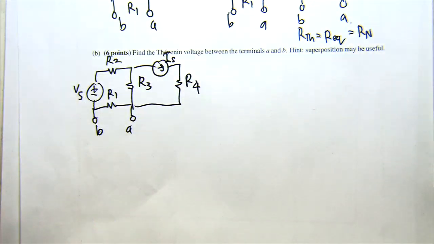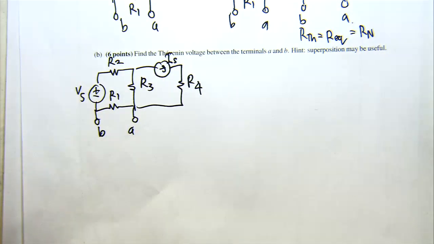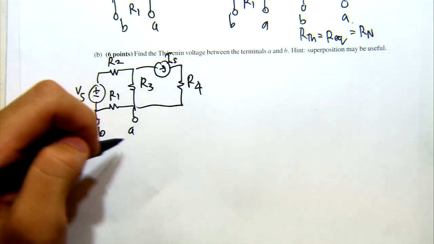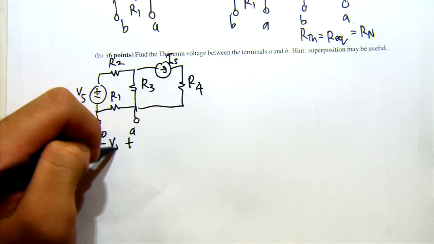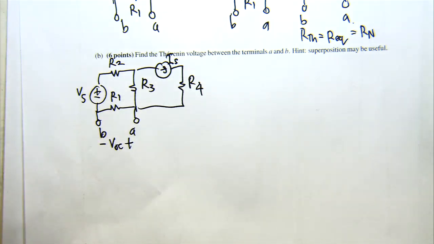So if we have this circuit, then when we're finding the Thevenin voltage, we're going to be looking for this open circuit voltage right here. This open circuit voltage will just end up being the Thevenin voltage. So if we're using superposition, then we're going to want to turn off all sources except one. And so let's start with the voltage source.